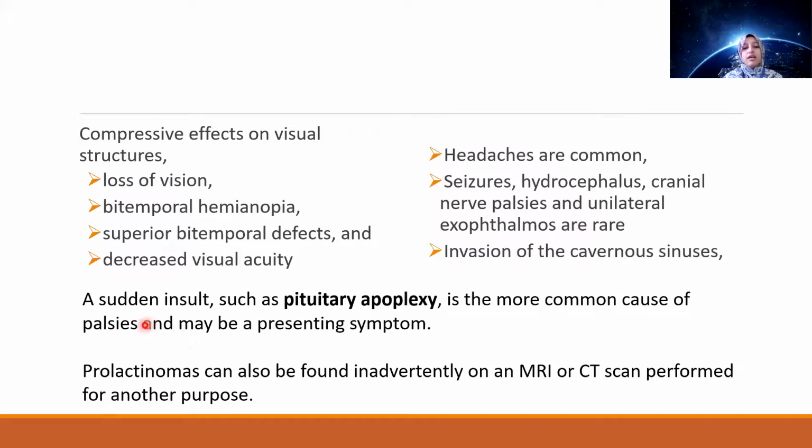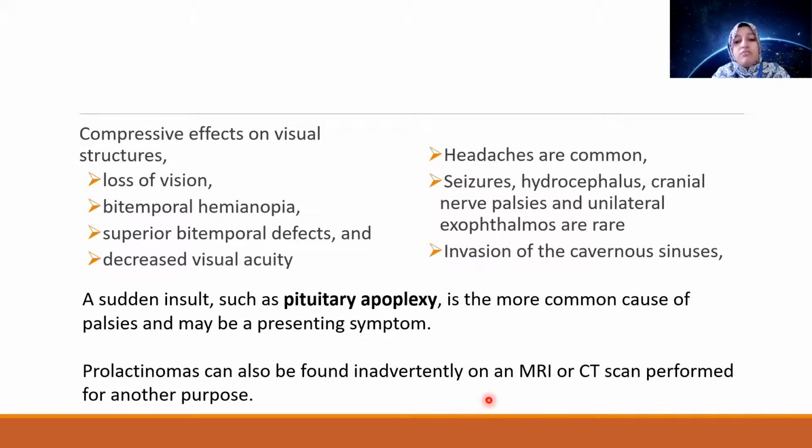Then there is a condition when a sudden insult takes place in that large macroadenoma, which can result in pituitary apoplexy. And this is a more common cause of all those palsies and may be a presenting symptom as well. So if a patient presents with a cranial nerve palsy, raise your ears and sound an alarm that this is a neurosurgical emergency, and the patient has to be dealt with by a neurosurgeon as soon as possible.